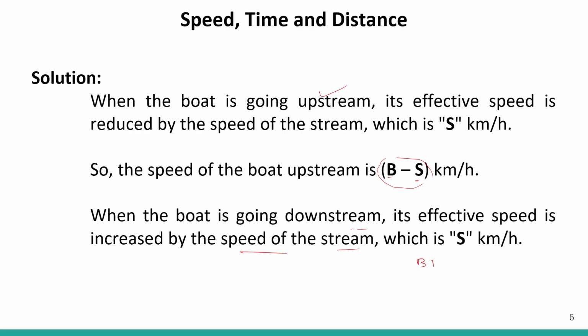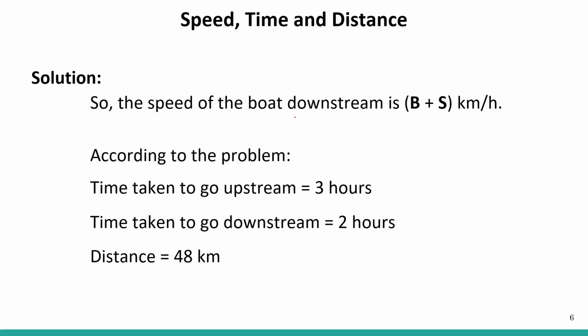So it will be B plus S kilometer per hour. Okay, so this much amount. So speed of the boat in downstream is equal to B plus S. According to the problem, time taken to go upstream is equal to 3 hours and to go downstream is 2 hours. So distance is 48 kilometers. So speed will be what? 16 and 24 respectively for upstream and for downstream.